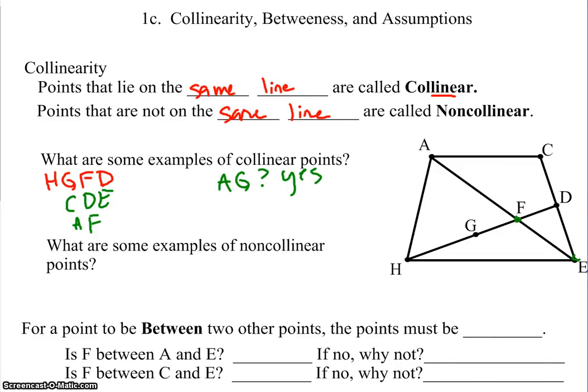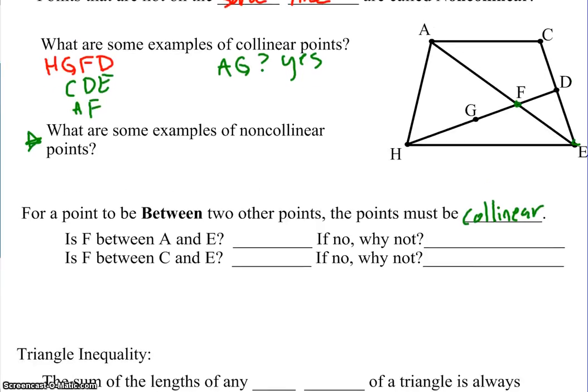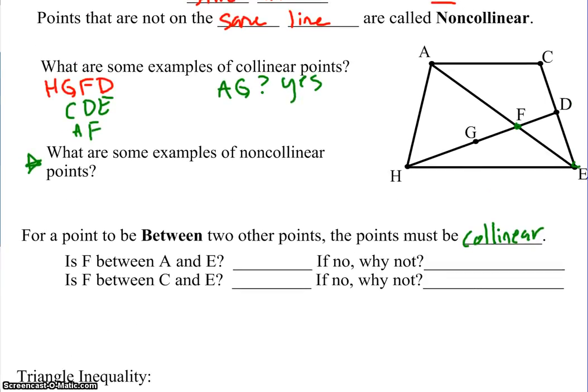What are some examples of non-collinear points? Some examples of non-collinear points, well, I think you guys could probably come up with a couple, so see if you can do that. For a point to be between 2 other points, the points must be collinear. Okay? It doesn't make sense to talk about between if the points aren't even collinear. So for example here, is F between A and E? Is F in between A and E? Yes, it is. How do I know? Because it's between A and E, right? Like I shouldn't have to explain that. But on top of it, it's also collinear with A and E.